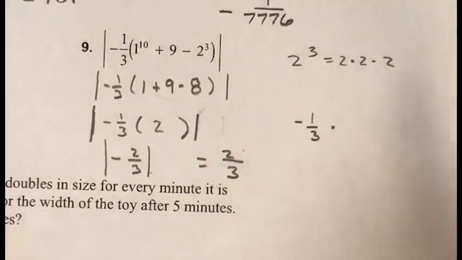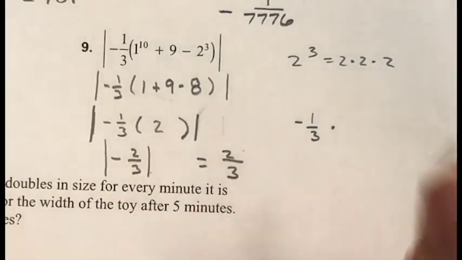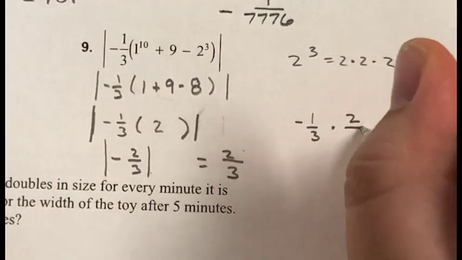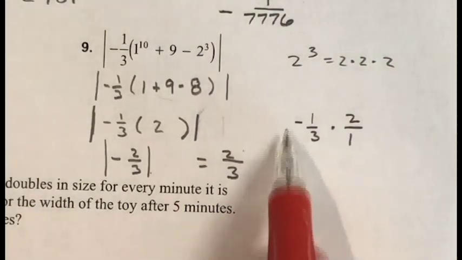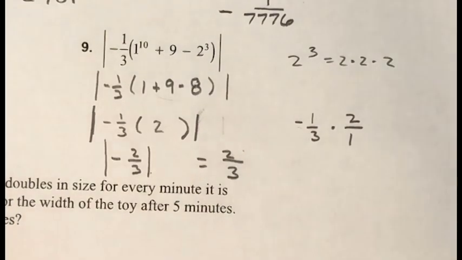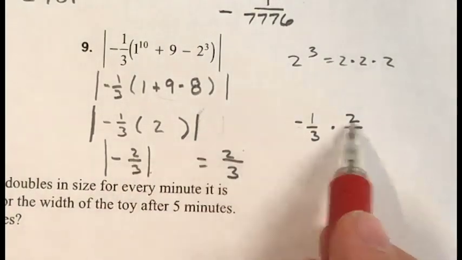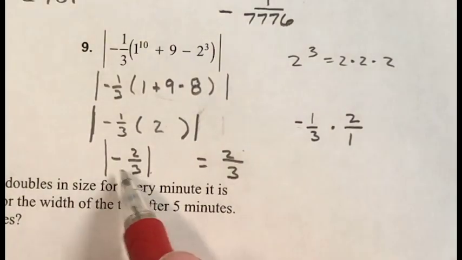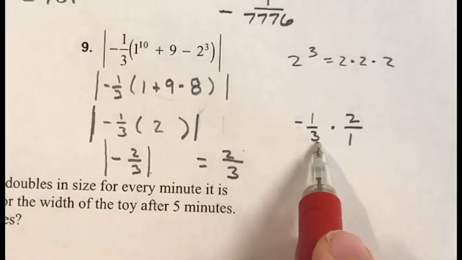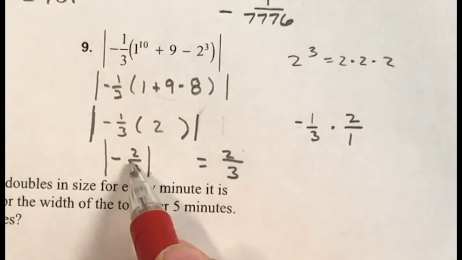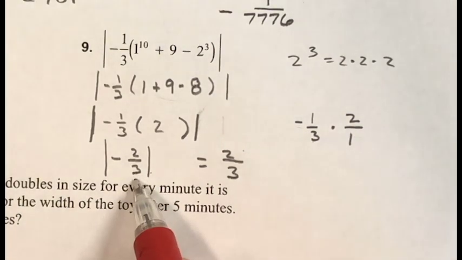Remember, when working with fractions, it's best to go ahead and change it all into fractions. So I have a whole number. Let's change it to a simple fraction. In this case, it would be 2/1. Now that I know I'm multiplying, I multiply like normal. Negative 1 times 2 gives me negative 2. 3 times 1 gives me 3. So altogether, negative 1/3 times 2/1 gives me negative 2/3.